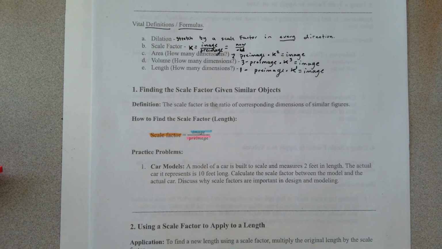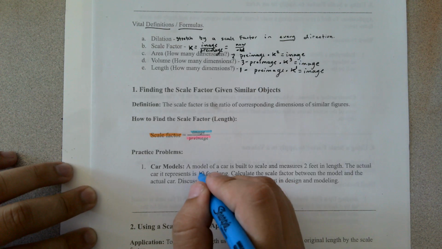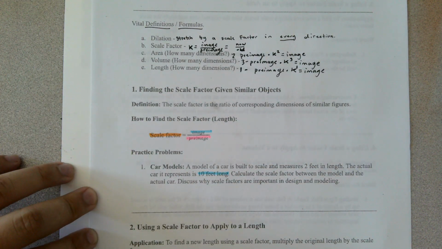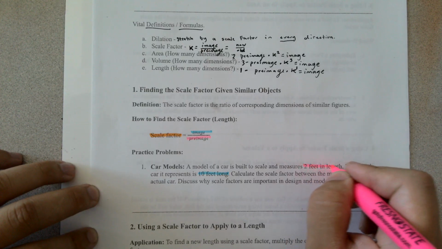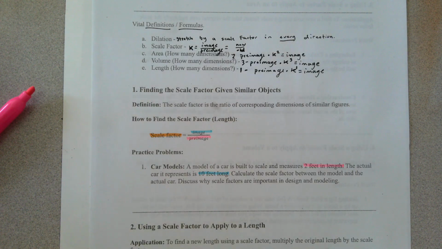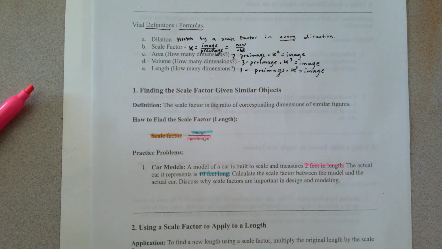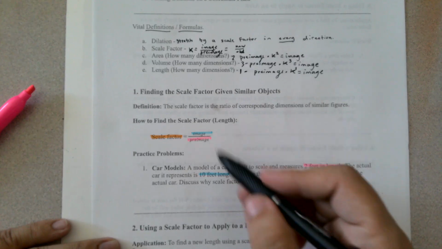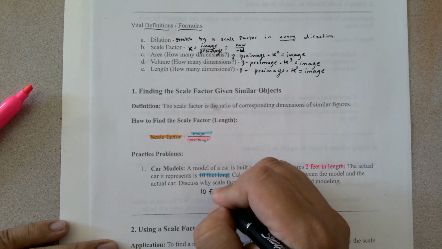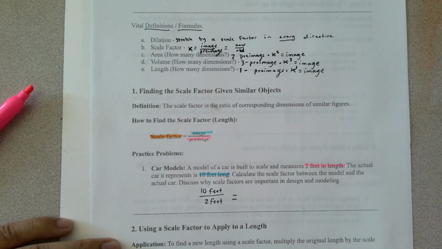Interestingly enough, this one's a little ambiguous in that you don't really know which one is which, so let's just pick one. We're going to say that the car it represents is the image, and the scale model is the pre-image. Because what came first, the model or the car? Let's pretend that we're drawing our blueprints, and that means that the pre-image will be the model. So I'm going to write out image divided by pre-image. My image is blue, so 10 feet divided by 2 feet will be 5.